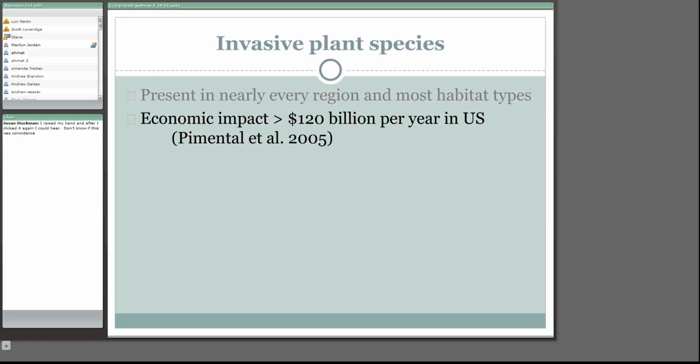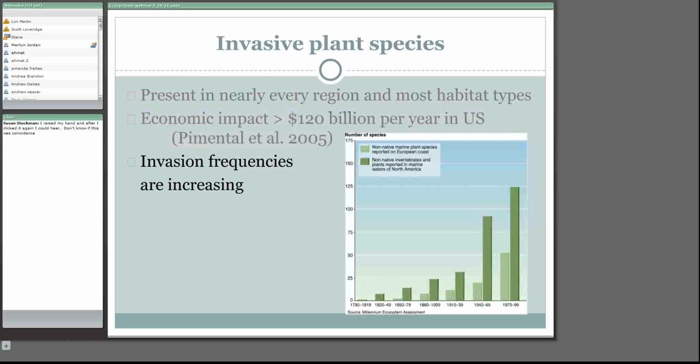And a chart here to show the increasing frequency of invasions. This is from the Millennium Ecosystem Assessment, starting early in the 1700s all the way up to the late 1900s. We can see this trend of increasing invasive plants, particularly in marine coastal situations.